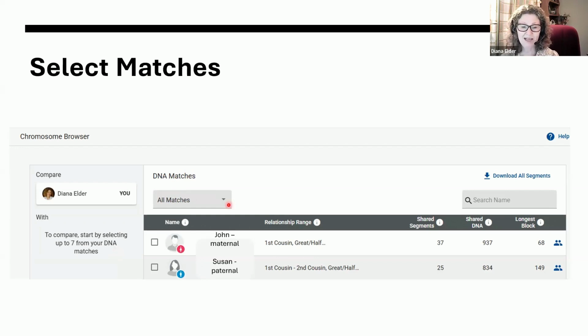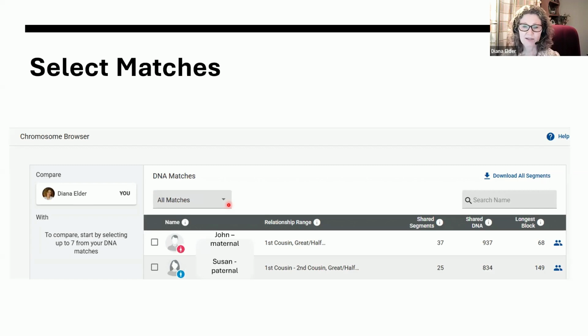So on Family Tree DNA, unlike Ancestry, it doesn't automatically know that. You have to go into a first cousin and say, this is maternal, and go into maybe a first cousin once removed, say this is paternal, and the more close matches that you can assign, then it will work its algorithm and assign more. So that can help you to narrow people down.